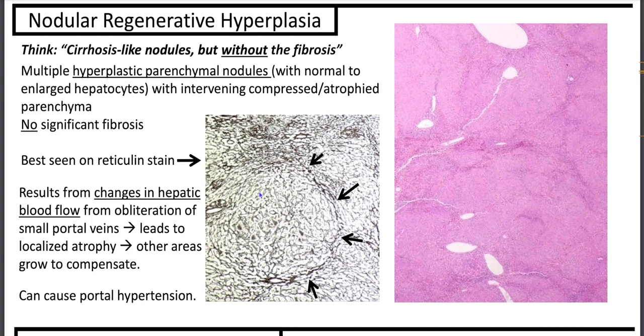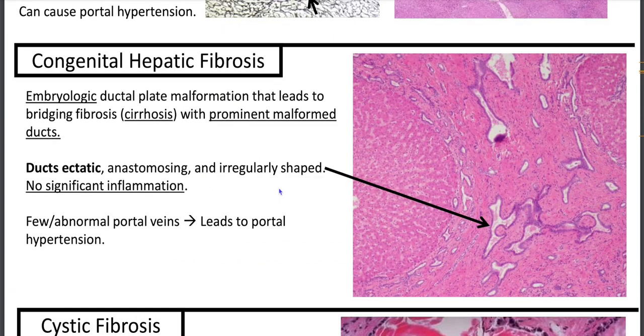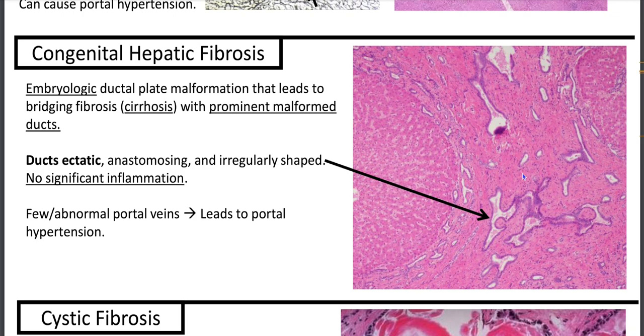This results from changes in hepatic blood flow, from obliteration of the small portal veins. That leads to localized atrophy, and the other areas grow to compensate. This can cause portal hypertension. Congenital hepatic fibrosis is an embryologic ductal plate malformation that leads to bridging fibrosis with prominent malformed ducts. The ducts are ectatic, anastomosing, and irregularly shaped, and there's no significant inflammation. You'll have few abnormal portal veins, and that leads to portal hypertension.